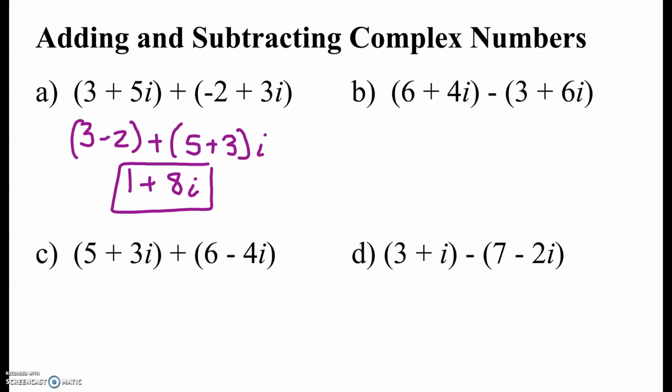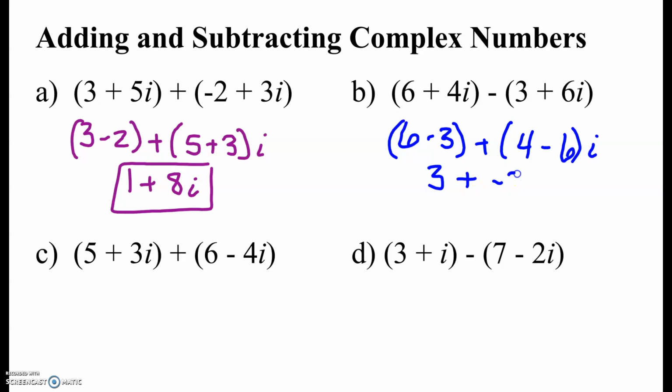Our second example is subtraction, so here we're going to take the real number parts and subtract them. 6 minus 3 plus the imaginary parts, 4 minus 6, and that's going to have an i with it. 6 minus 3 is 3. 4 minus 6 is -2 with an i. Normally, we won't write 3 plus negative 2i. We'll just write it as 3 minus 2i.